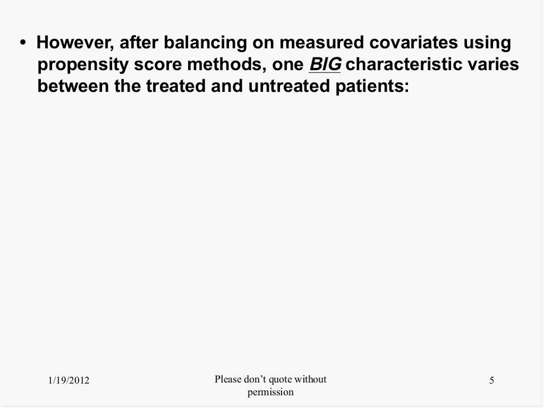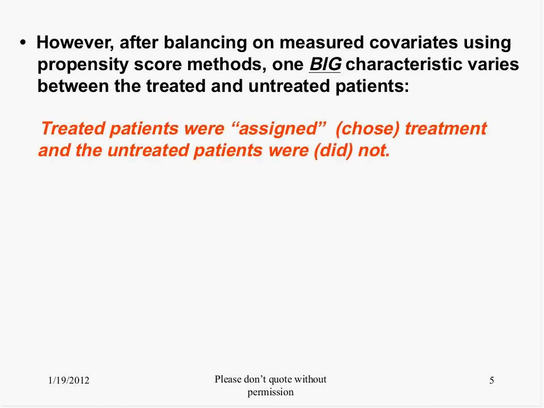I would argue, and Bob Obenchain would argue, that after balancing on measured covariates using propensity score methods, there's one big characteristic that varies between treated and untreated patients. And it's going to sound funny. Well, the treated patients got treatment, the untreated patients did not. So the whole group of people who were balanced on measured stuff, and yet at the end of the day, one group received treatment and one group did not.